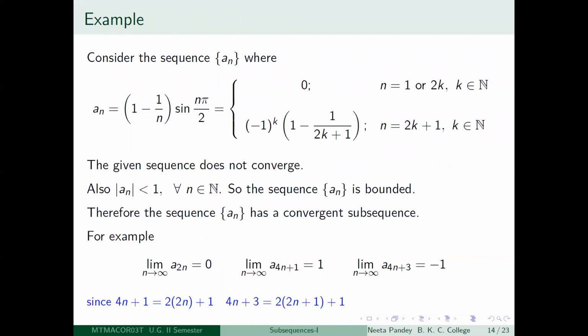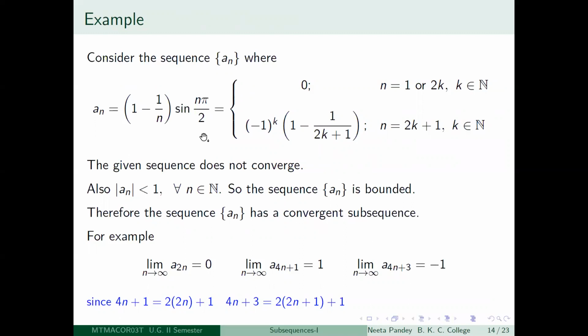Okay. So let us look at one example now again. My sequence a_n is equal to (1 minus 1 by n) times sine of n pi by 2. I am going to use some properties of the sine function here. So what is this sequence going to look like? If your n is 1, then 1 minus 1 is 0, right? So it becomes 0, even though sine pi by 2 is 1.